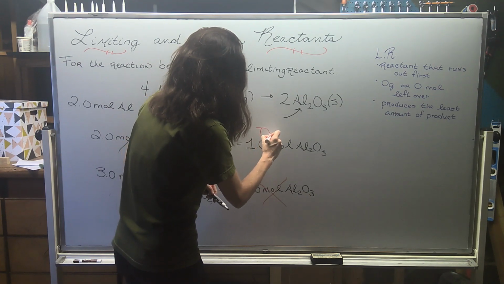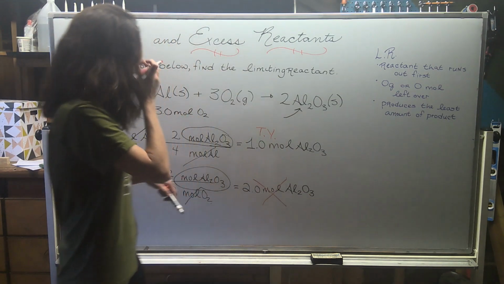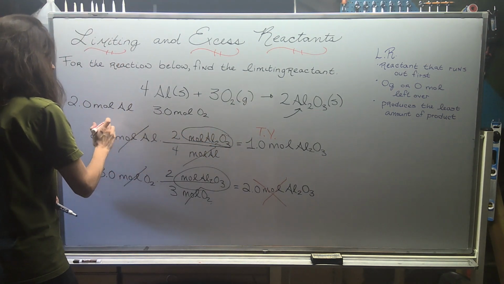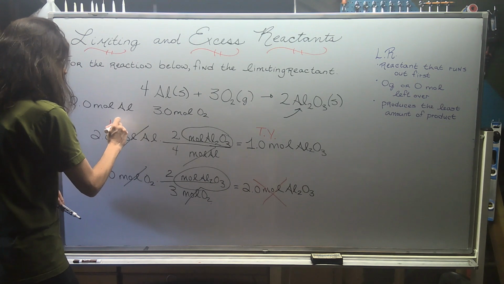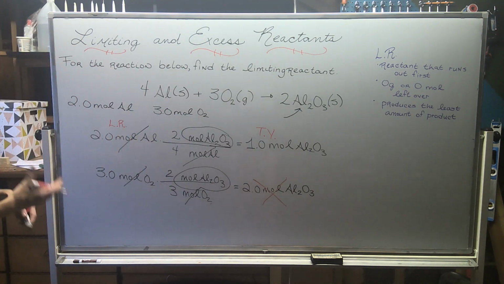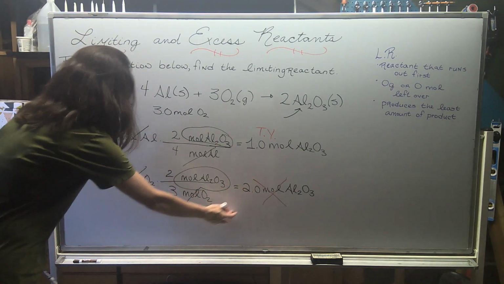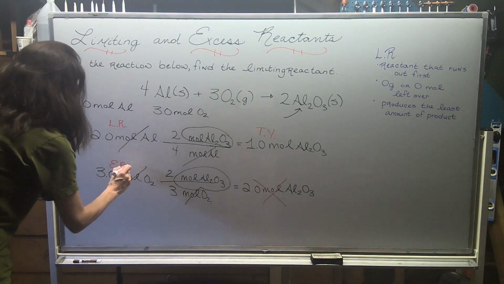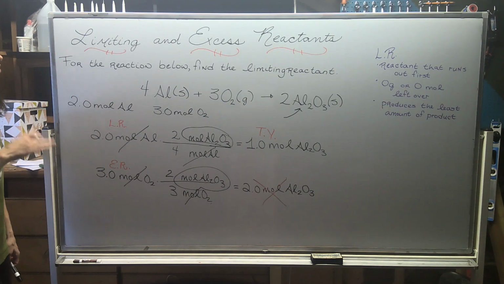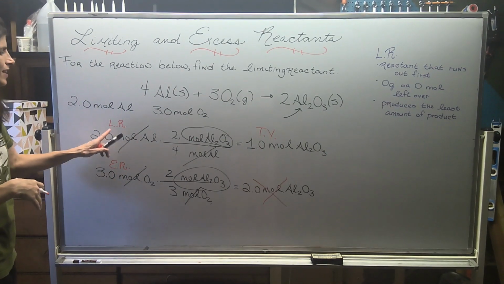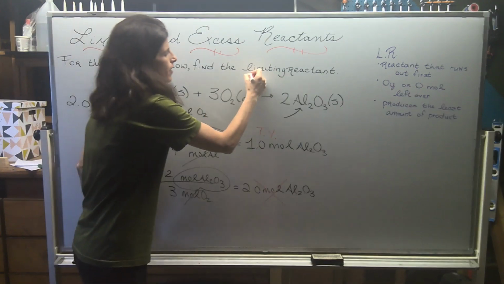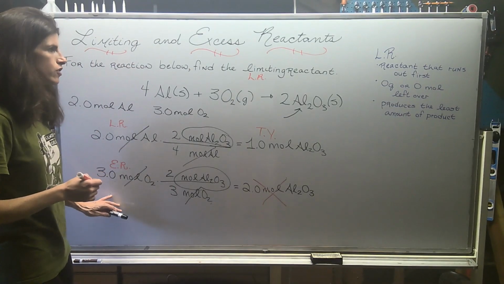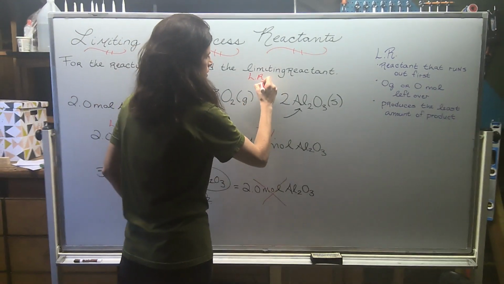That's how much product we can make. Our theoretical yield is always associated with our limiting reactant. And the number that we crossed out is always associated with our excess reactant. So aluminum is our limiting reactant. That's what they asked us to identify. And oxygen is going to be our excess reactant.